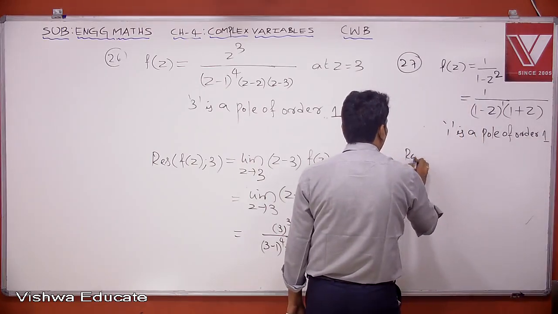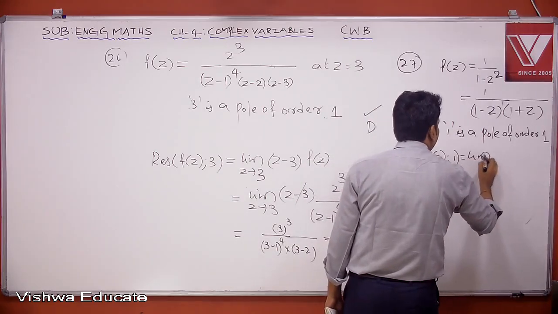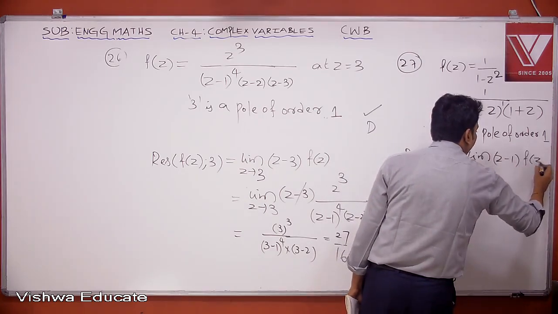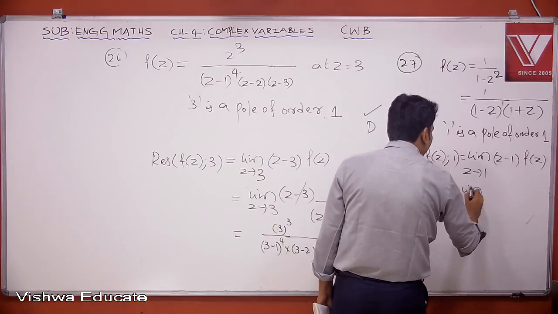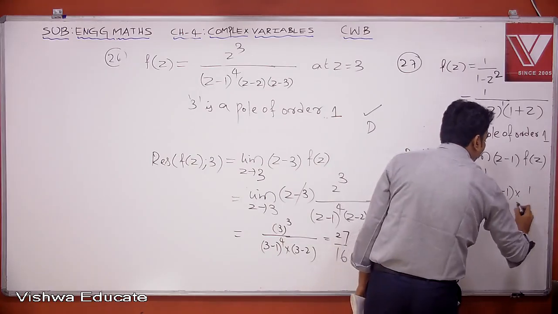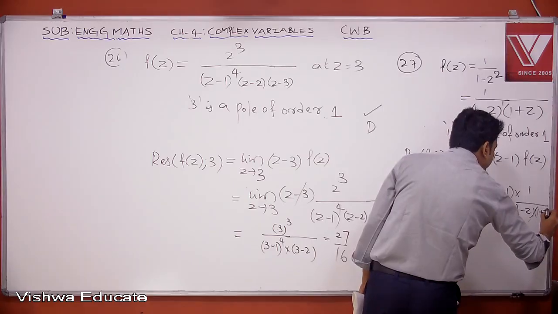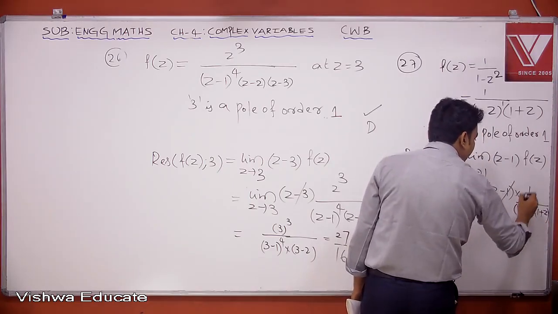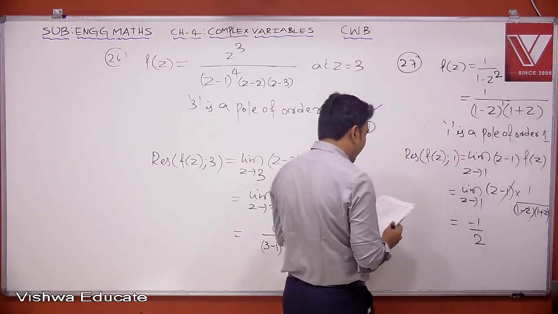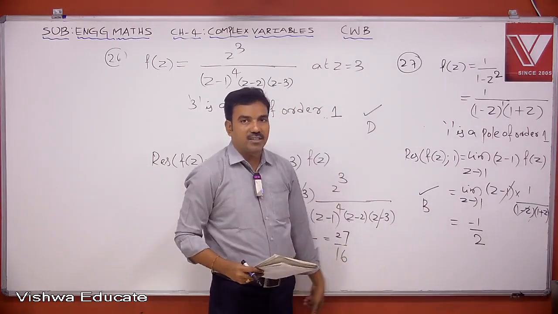Therefore, the residue of the function f of z at the pole 1 is limit z tends to 1 of (z minus 1) into f of z by case 1. So this is limit z tends to 1 of (z minus 1) into 1 by (1 minus z) into (1 plus z). So this and this will be cancelled, but minus 1 will come extra. So therefore, this is minus 1 divided by 2. So option B is the right answer for question number 27. Note this.